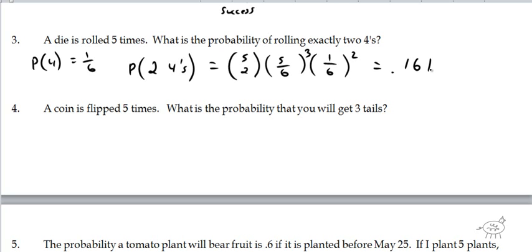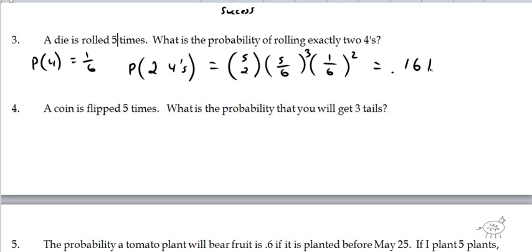Okay, so again, what is the probability? If you think about it, within 5 rolls, to roll exactly two 4s, it's obviously about a 16% chance, because sometimes you're going to roll more than two 4s and sometimes you're going to roll less than two 4s.